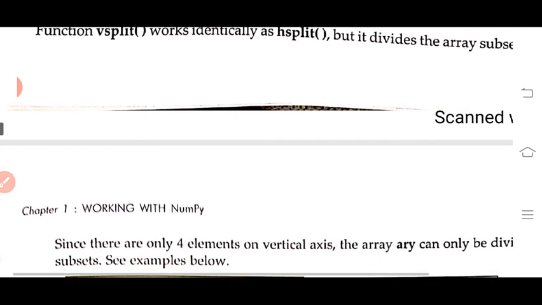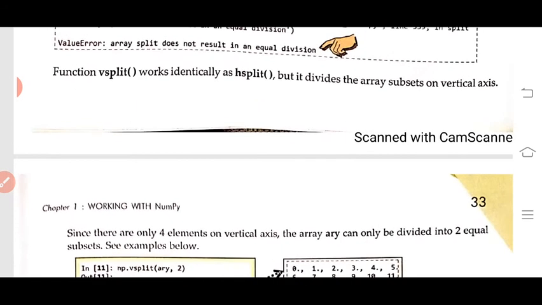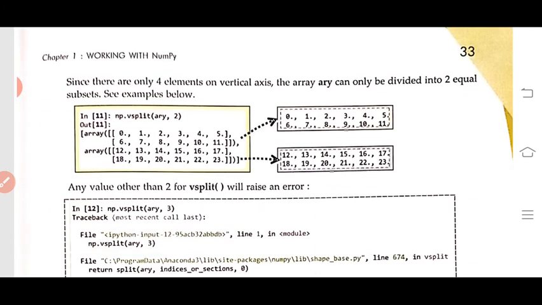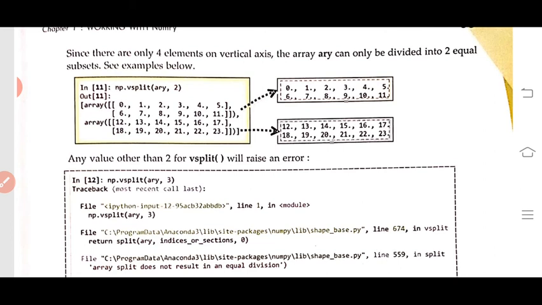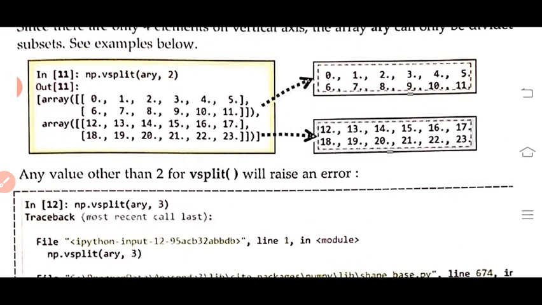Now the vsplit function. Now we are going to split on the vertical axis. Same way, np.vsplit(ary, 2) means on the vertical axis divide the array into two equal parts. So it will come down and from the downside divide equally into two rows. In each part, in each subset, two rows will go.